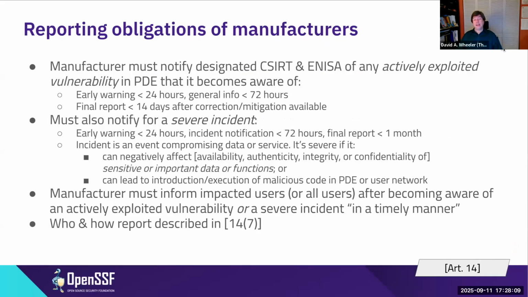Manufacturer has to notify designated government organizations of any actively exploited vulnerability that it becomes aware of, and these timelines are a little scary. Less than 24 hours. There's no business day here. It's 24 hours. Okay? And then general information, 72 hours, final report in 14 days. Must also notify for severe incidents. Again, 24 hours for early warning, 72 hours, 1 month. And the manufacturer must inform the impacted users in a timely manner. There's more details here, but those are pretty scary numbers.